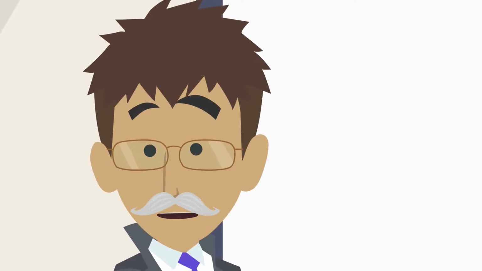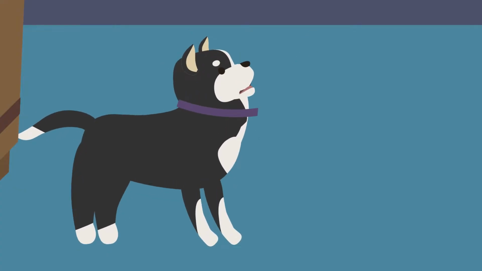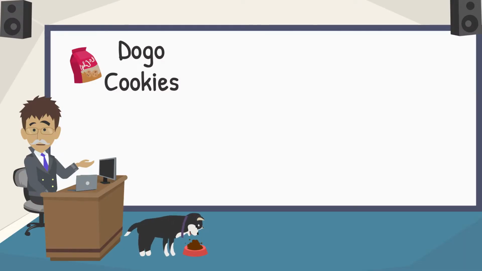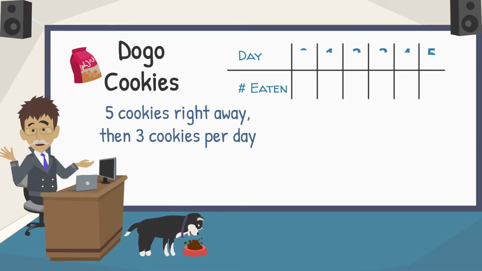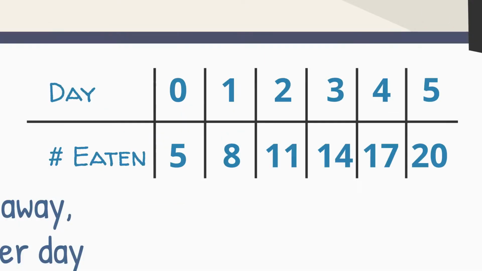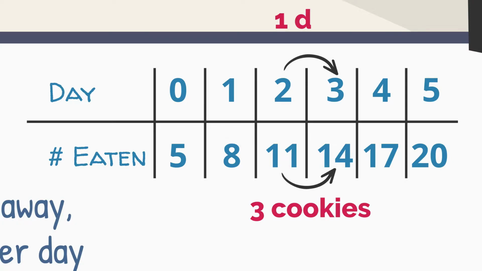Okay, so I need to be honest. The day Dogo cookies arrive, Random gets so excited, I have to give her 5. This means she eats 5 right away and still gets 3 each day of the month. This relationship can be seen in this table. Notice that the slope is still 3. The rate of change is the same as before. Random still eats 3 cookies per day. However, the values have all increased by 5, representing the initial eating of 5 cookies.